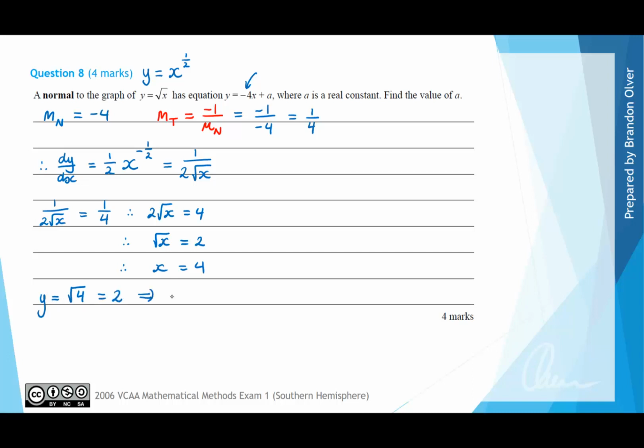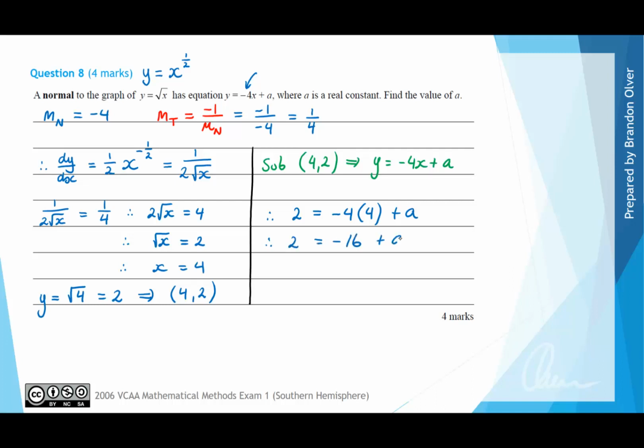Which means that the coordinate (4, 2) is where this normal line intersects the curve of y equals the square root of x. So once we have that coordinate, we can substitute the coordinate (4, 2) into the rule y equals negative 4x plus a, and then solve for a. So this will give us that 2, the y value, is equal to negative 4 times 4, the x value, plus a, which gives us 2 is equal to minus 16 plus a, and then if we add 16 to both sides, we find that a is equal to 18. And that is the answer for question 8.